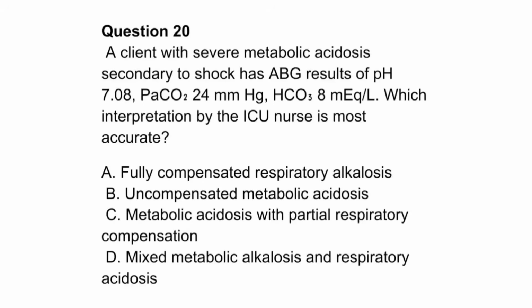Question 20. A client with severe metabolic acidosis secondary to shock has ABG results of pH 7.08, PaCO2 24 millimeters of mercury, HCO3 8 milliequivalents per liter. Which interpretation by the ICU nurse is most accurate? A. Fully compensated respiratory alkalosis. B. Uncompensated metabolic acidosis. C. Metabolic acidosis with partial respiratory compensation. D. Mixed metabolic alkalosis and respiratory acidosis.